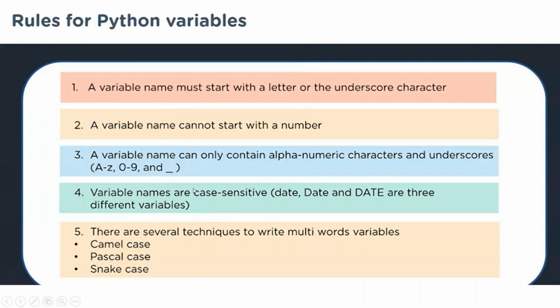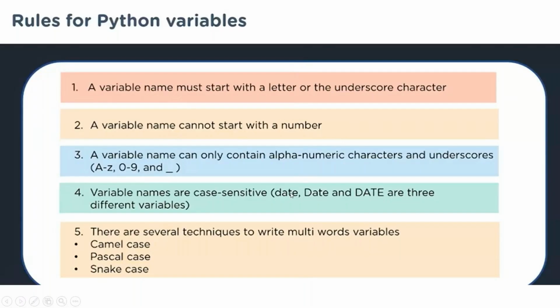And as I said, variable names are case sensitive. So this date is always different from this date, and this date is different from this date. Look at it. Here, everything is in lowercase. Here, the first character is upper and the rest is small. And here, everything is in uppercase, that is the capital one. These three are different. And the techniques to write are camel case, Pascal case, and snake case.